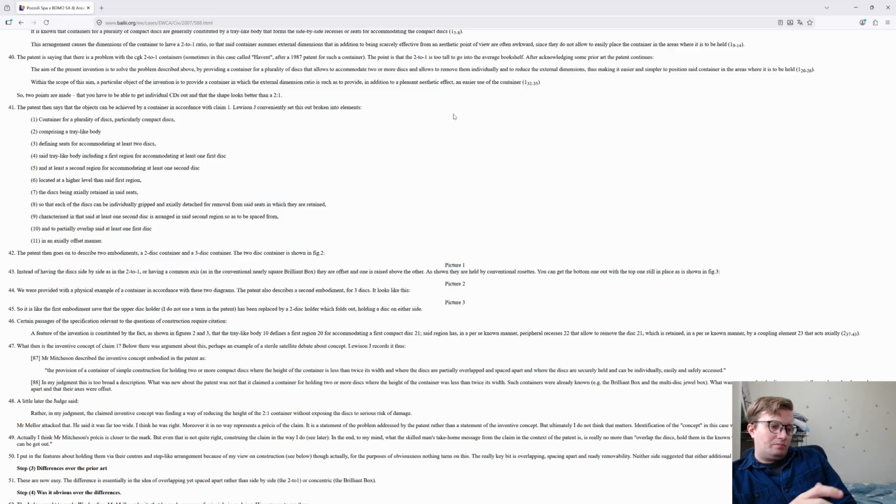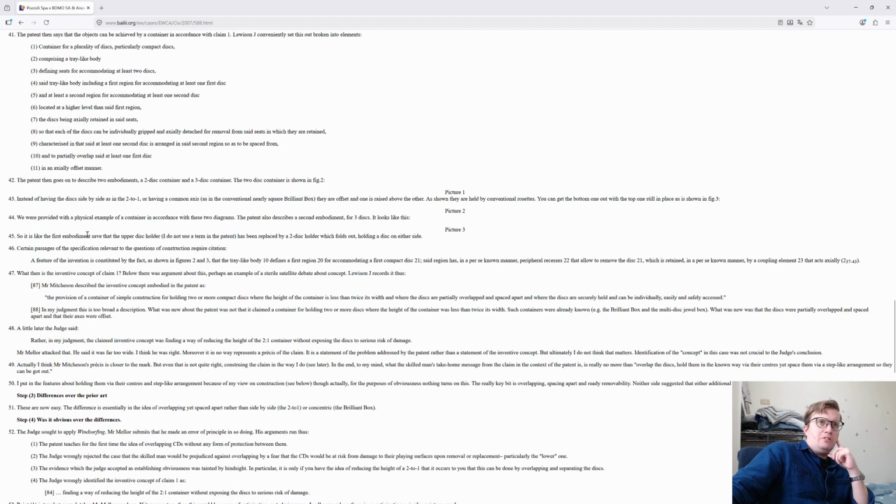The patent then says that the objects can be achieved by a container in accordance with Claim 1. Lewis LJ conveniently sets this out broken into elements. So we got all these different elements. Container for a plurality of disks, comprising a tray-like body, defining seats for accommodating at least two disks. Said tray-like body, including a first region. Right, so we got all these different features.